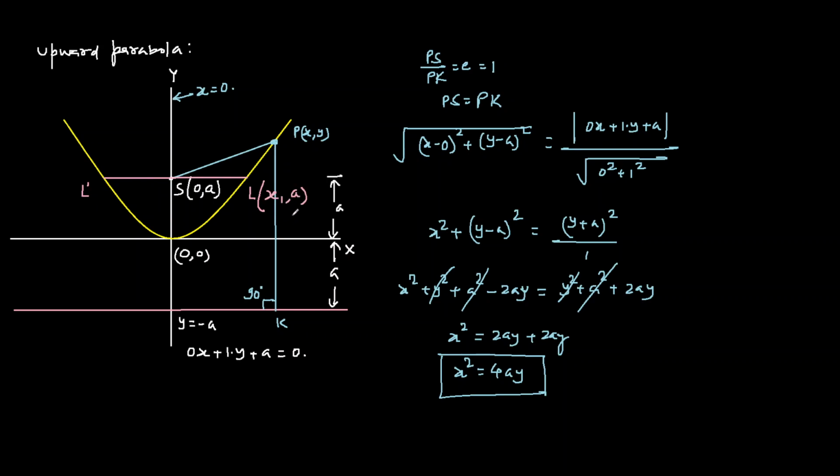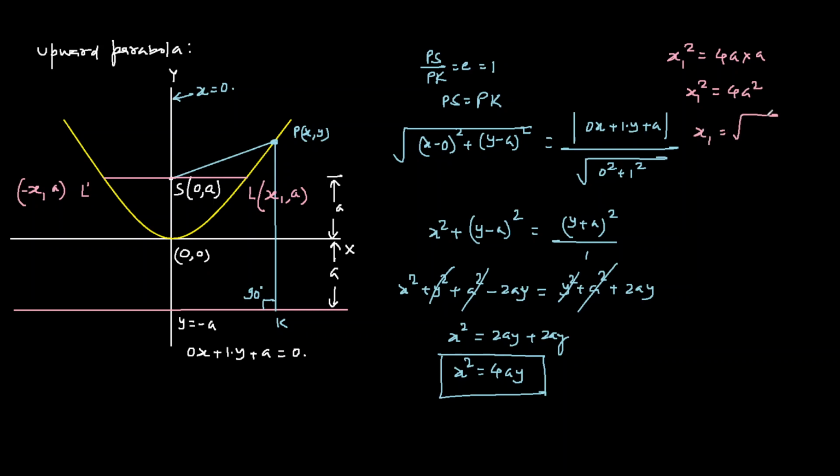x1 comma a, because this x1 is positive because it is lying on the right side of the y-axis, and the L dash coordinate is minus x1 comma a, because this L dash is lying on the left hand side of the y-axis. Now these 2 points L and L dash are lying on the parabola, so these 2 points will satisfy this equation of parabola. Substituting x1 and a in this equation, we have x1 square equal to 4a, y equal to a. So x1 square is 4a square.